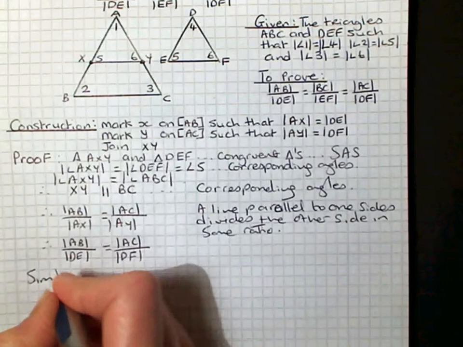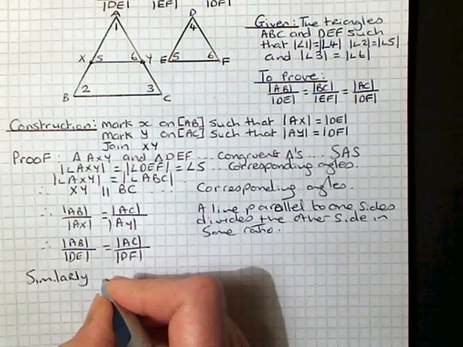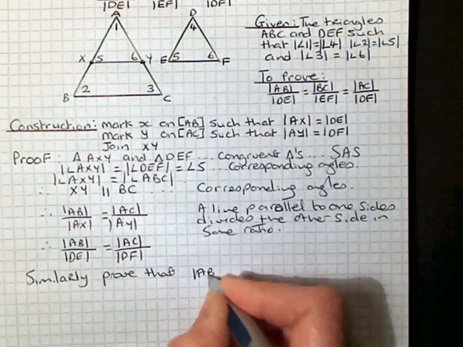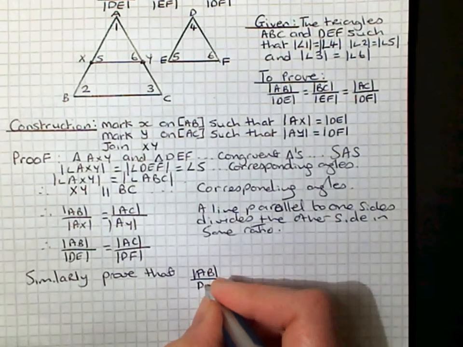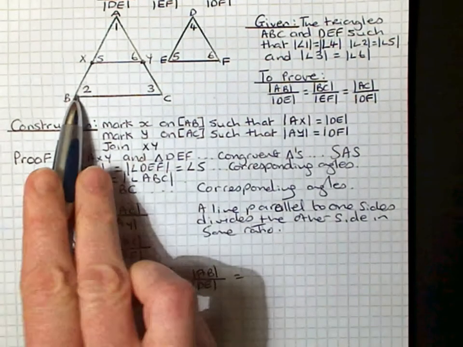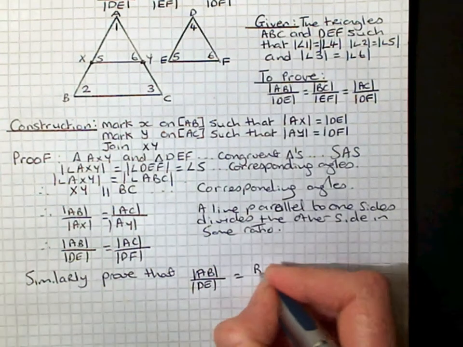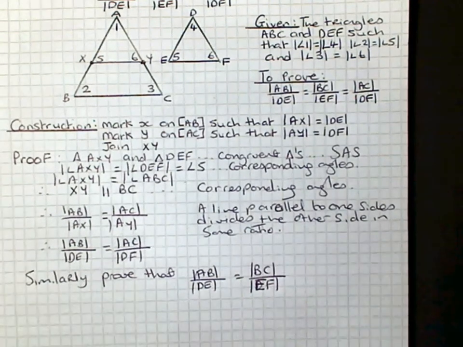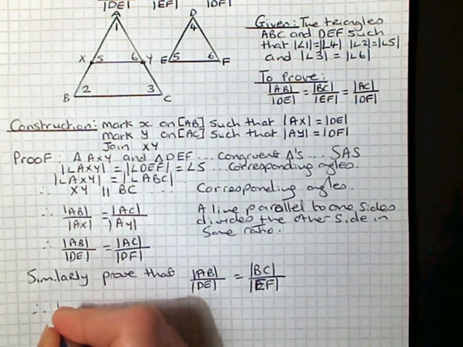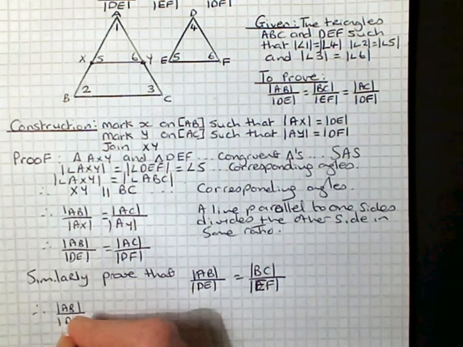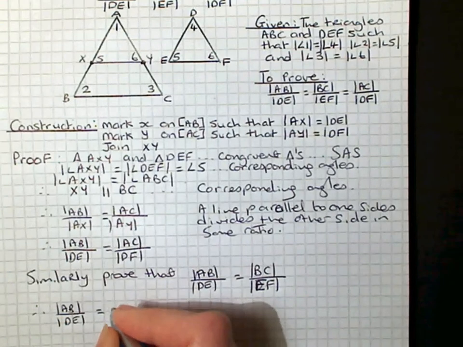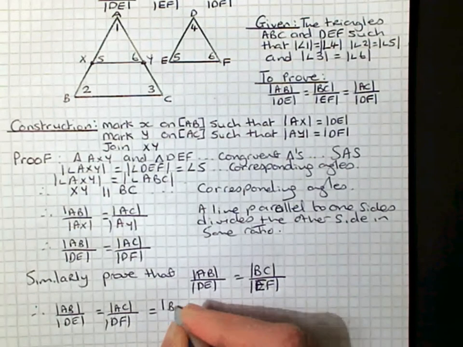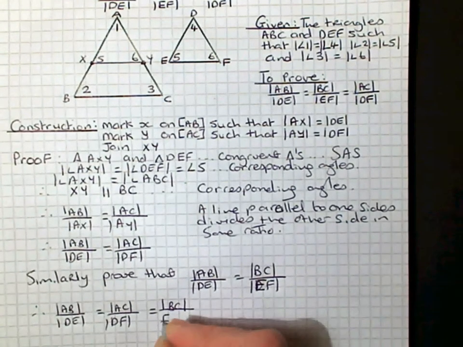So similarly, you can prove that AB all over DE is equal to the length BC all over EF. So our full result is, as we started out, the length AB all over DE is equal to the ratio of the length AC all over DF is equal to the ratio of the length BC all over EF.